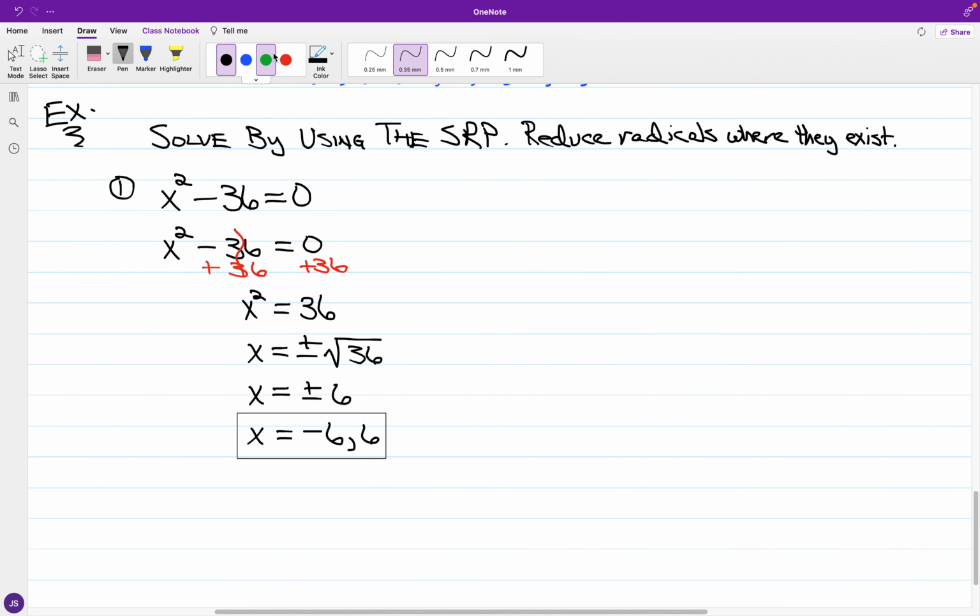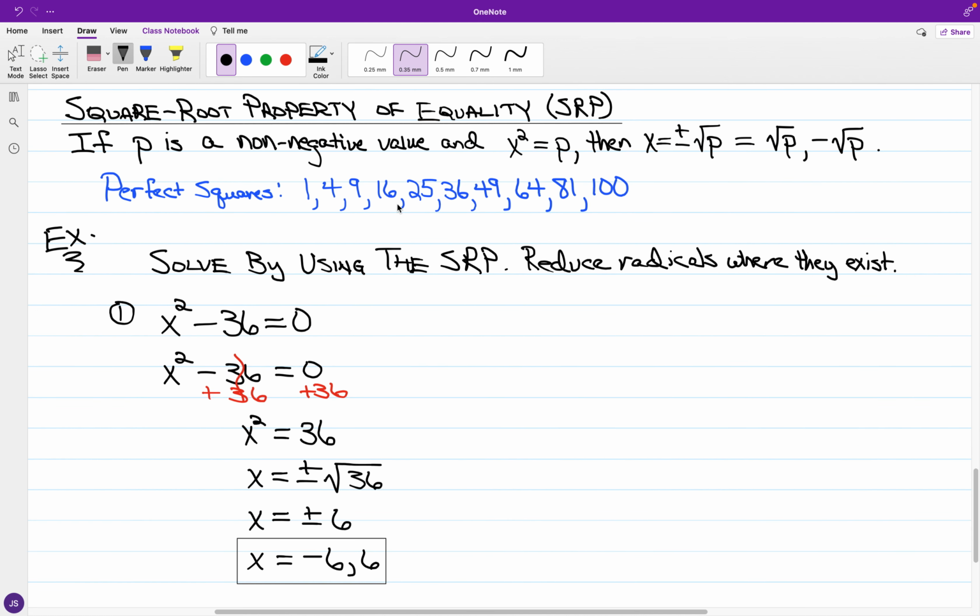Now, let's say that we have a case where we don't exactly have a difference of perfect squares. I'm just going to keep this where the variable term right now is x squared. Let's say that instead of 36 we have 32. Say I have x squared minus 32 is equal to 0, and I'm looking at utilizing the square root property of equality.